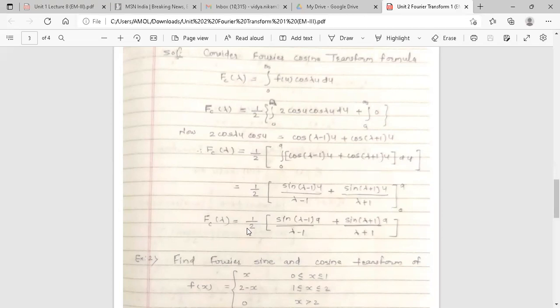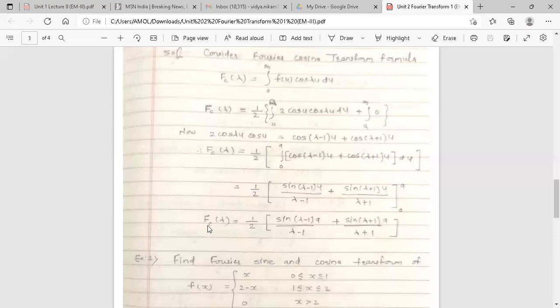So F c of lambda is equal to 1 by 2 into the following. Now put the upper limit a. The variable is u because the differential is du, so the integration is with respect to u. So you replace the variable u by the upper limit a: sine of lambda minus 1 into a upon lambda minus 1 plus sine of lambda plus 1 into a upon lambda plus 1. For the lower limit 0, put u equal to 0 and give a negative sign: minus sine 0, which is 0. Again for the second term, minus sine 0 is 0. So when we put the lower limit 0, we get both terms as zero.